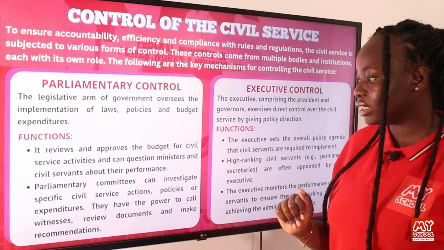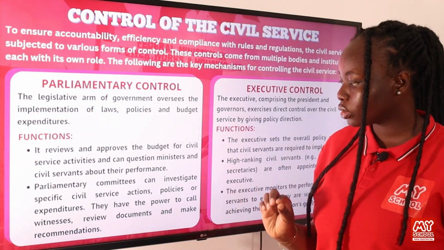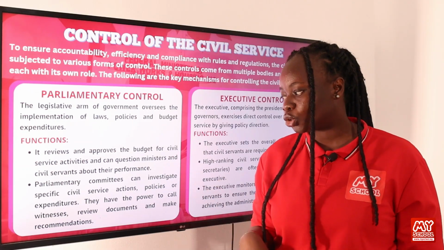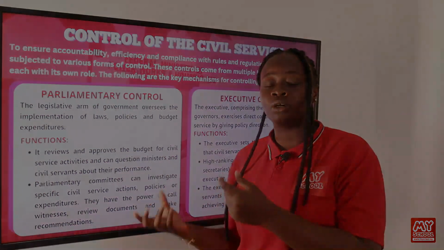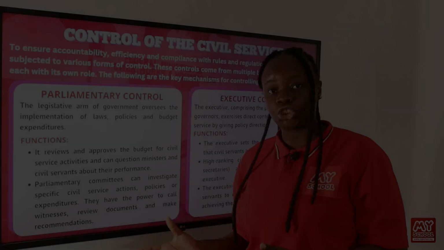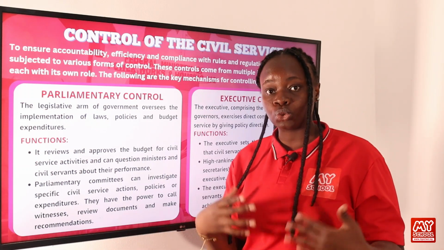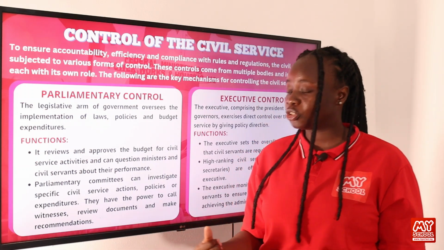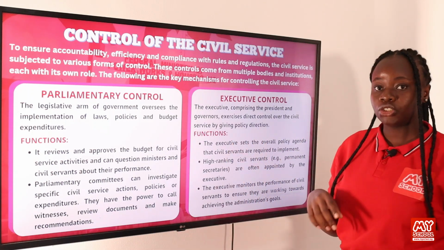Parliamentary committees can investigate specific civil service actions, policies, or expenditures. They have the power to call witnesses, to review documents, and make recommendations. So whenever they are not doing things the proper way, they have the right to investigate the issue and even call up witnesses, those people who witnessed the actions that were perpetrated, to ensure that the culprits are brought to book.